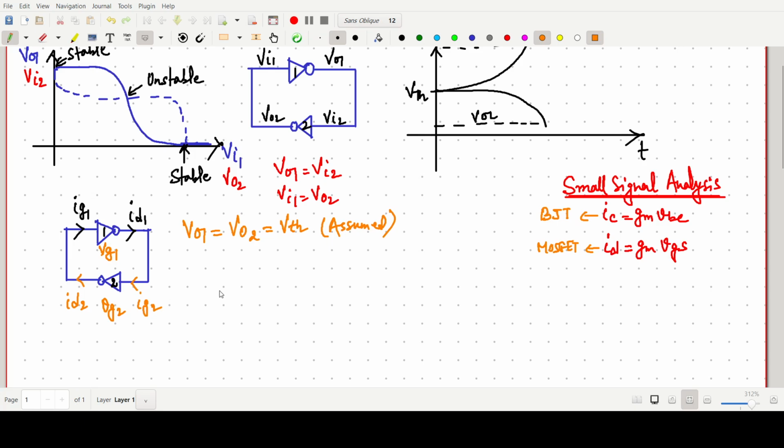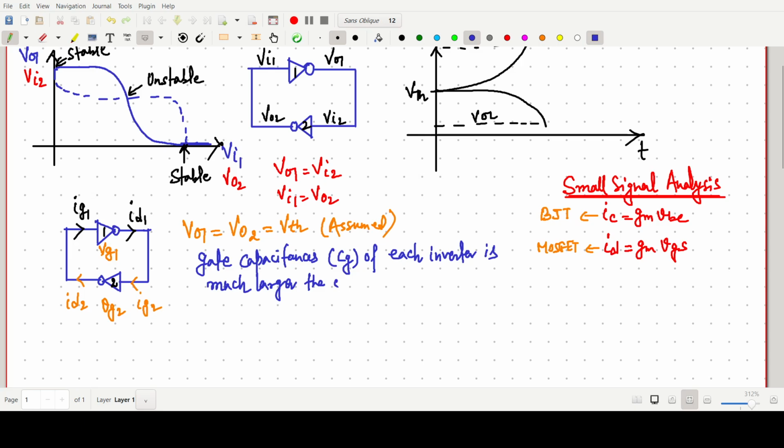Even for our analysis, we are assuming that the gate capacitance CG of each inverter is much larger than the output drain capacitance. That means our CG is much greater than CD. So this is our assumption.